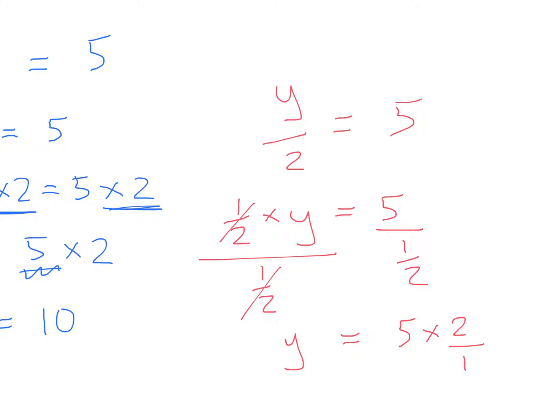Just remember, when you're dividing fractions, you multiply by the reciprocal. The reciprocal is when you change those numbers, the 1 over 2 to 2 over 1, and you times instead of dividing. But you get the same answer.